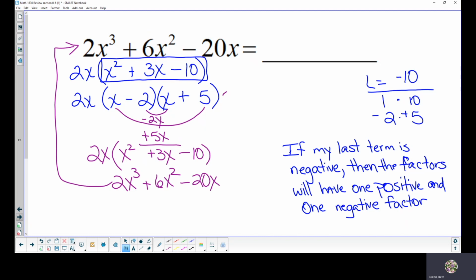But where is the answer? Well, right there is the answer because that is in factored form. 2x times (x minus 2) times (x plus 5) is the factored form. This part right here, I've started multiplying back, and therefore that is the check.